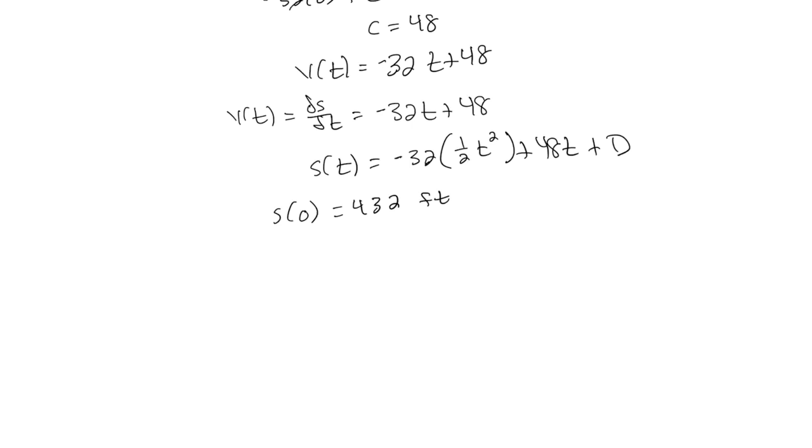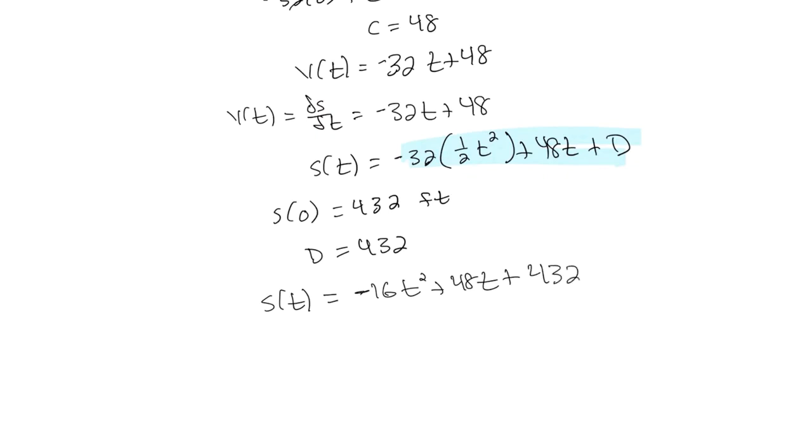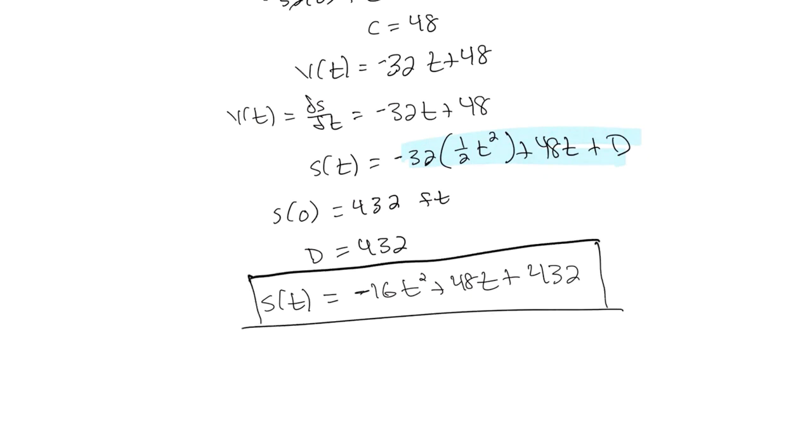So my position I have here, and I'm going to go ahead and plug in t equals 0. So you can see that when I do that, I get 0 squared, which is 0. 48 times 0 is 0. And I end up with just d equaling 432 feet. So my position then is, I have negative 32 times 1/2 is negative 16t squared, plus 48t, and then plus my constant, 432.